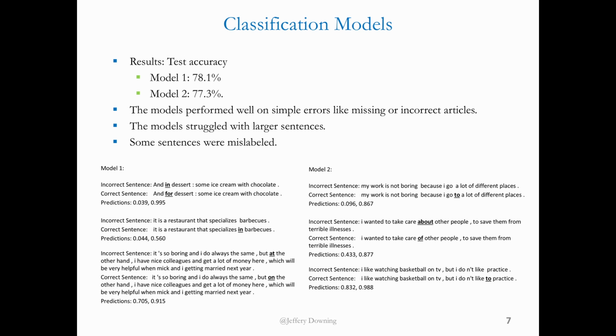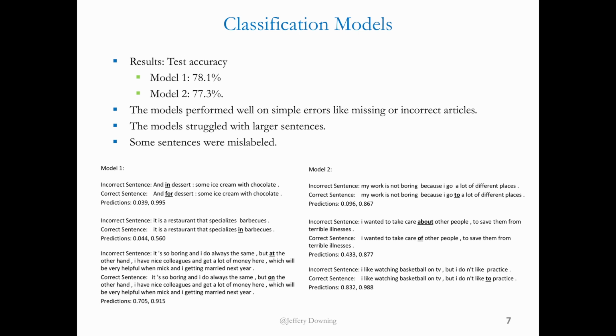As for results, the first model achieved an accuracy of 78.1. The second model was very close with a 77.3. The models performed very similarly. The models performed well on simple errors like missing or incorrect articles. The model did have a little bit of trouble with larger sentences, but it was able to categorize a fair amount of them. However, in the test data set, I noticed that a couple of sentences were mislabeled.